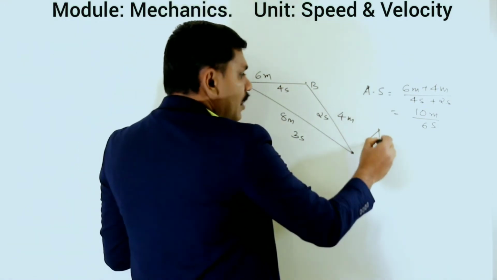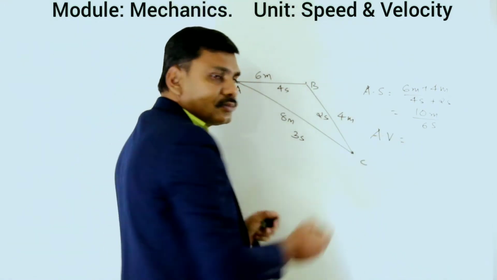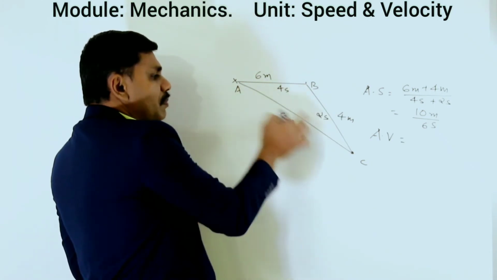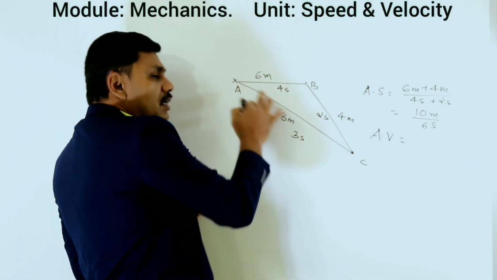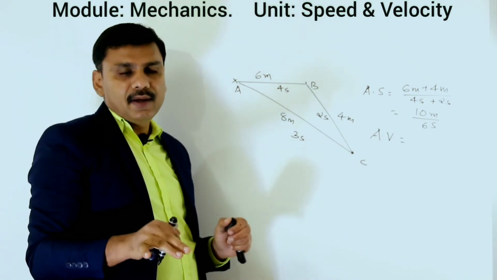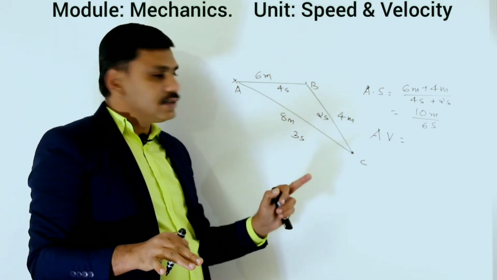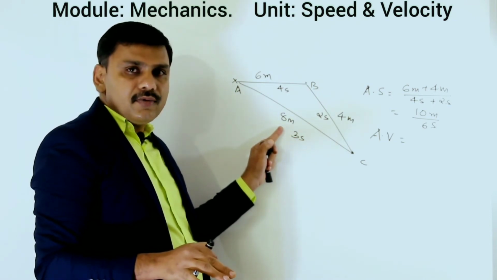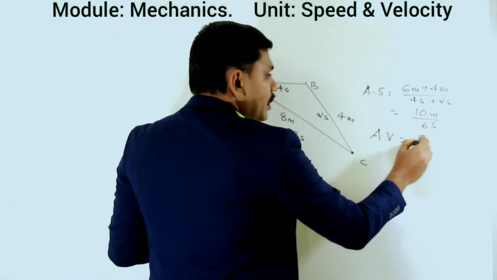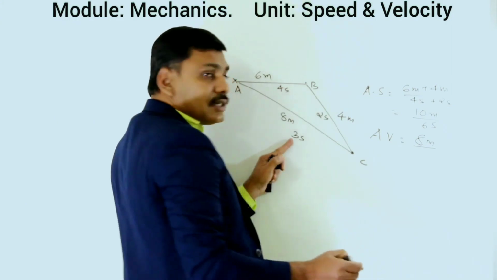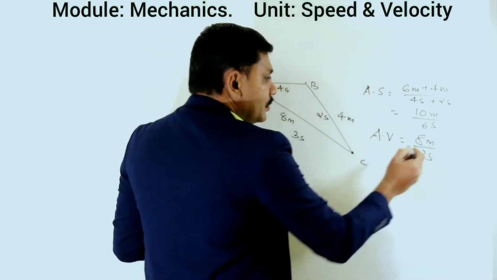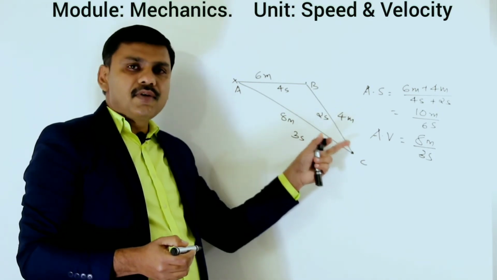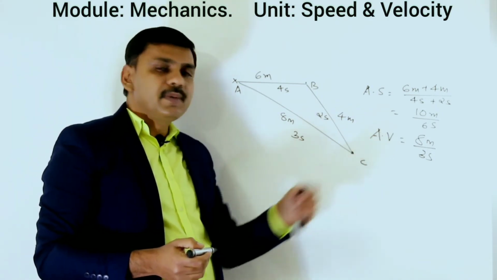Then here, what is the average velocity? So you know that, what is the displacement in this motion? Initial position is A, final position is C. So the shortest path is A to C, AC. Its value is 8 meter. So 8 meter divided by, what is the time for it? 3 seconds. So this average velocity is 8 meter divided by 3 seconds.